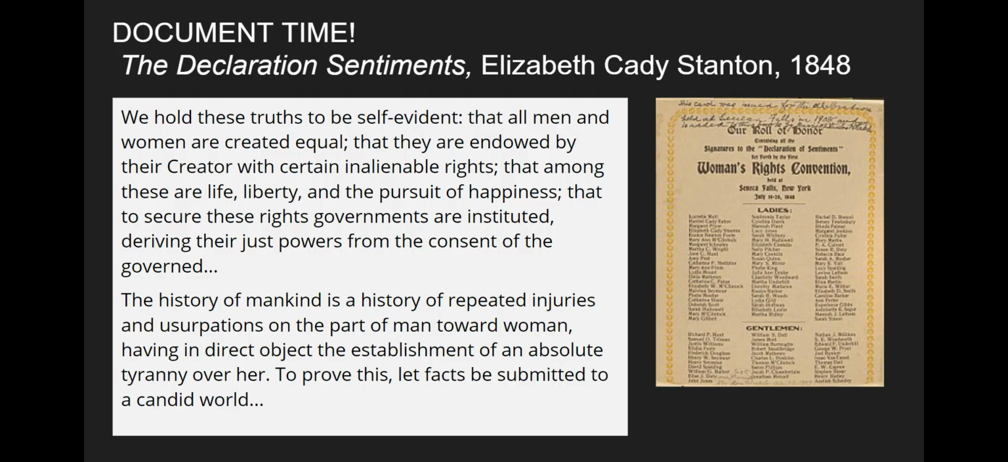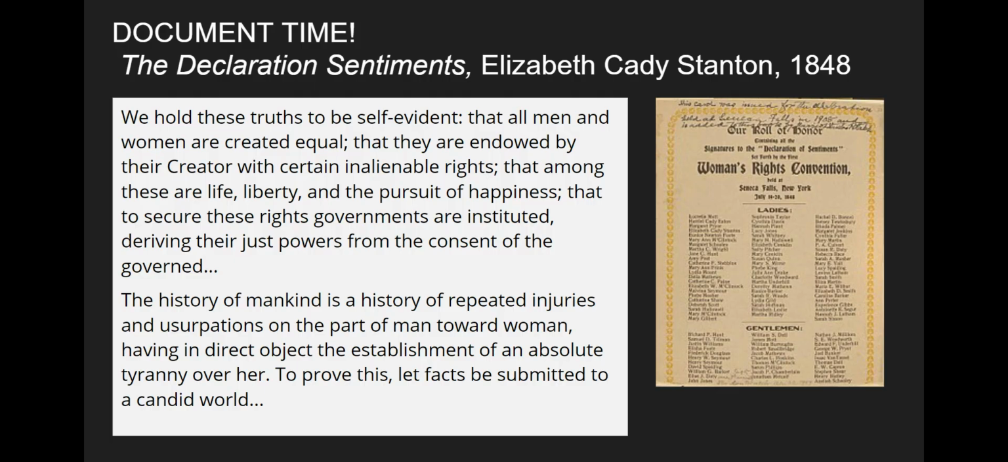And then in this next section, she says, just like the original Declaration, "The history of mankind is a history of repeated injuries and usurpations on the part of man towards woman, having in direct object the establishment of an absolute tyranny over her. To prove this, let facts be submitted to a candid world." And then the document goes on to list different ways that men have taken away the rights of women.